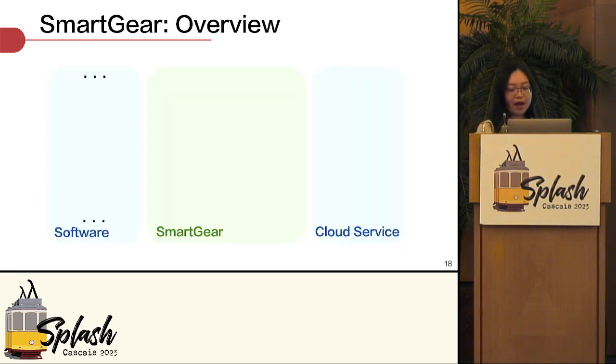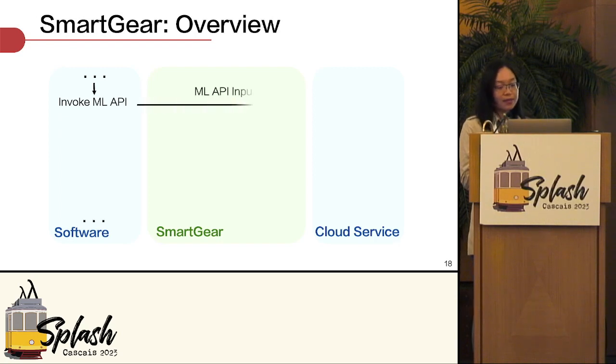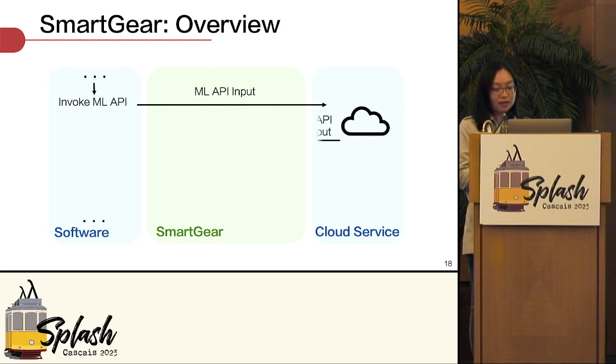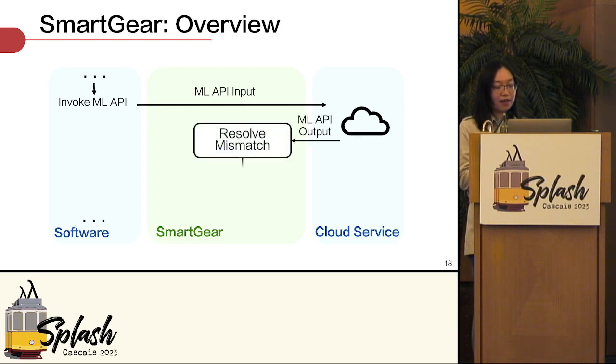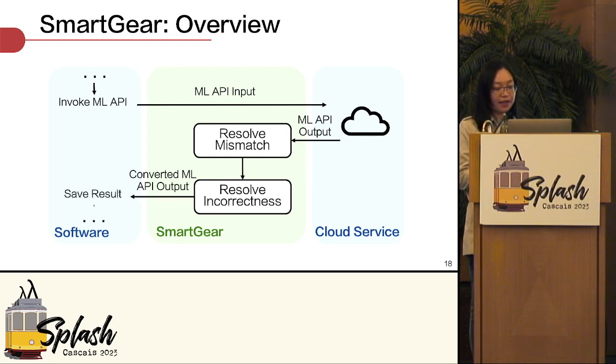So guided by our study, we propose SmartGear. SmartGear serves as a middle layer between ML APIs and the software that uses them. It transparently and automatically checks and converts output of ML API calls, preventing ML API integration failures. To use it, application developers only need to apply a static code instrument routine to the applications, which inserts the SmartGL method after every ML API invocation.